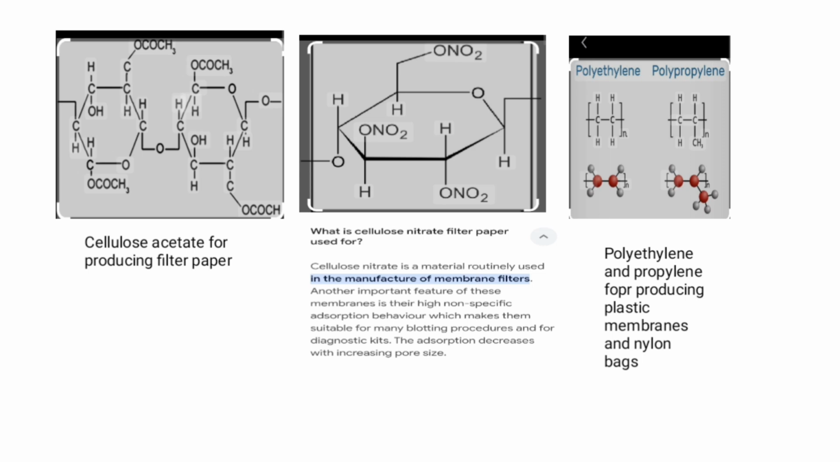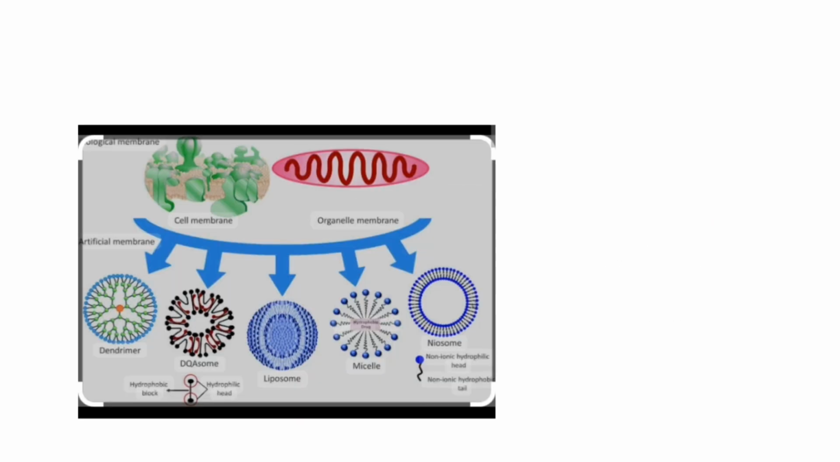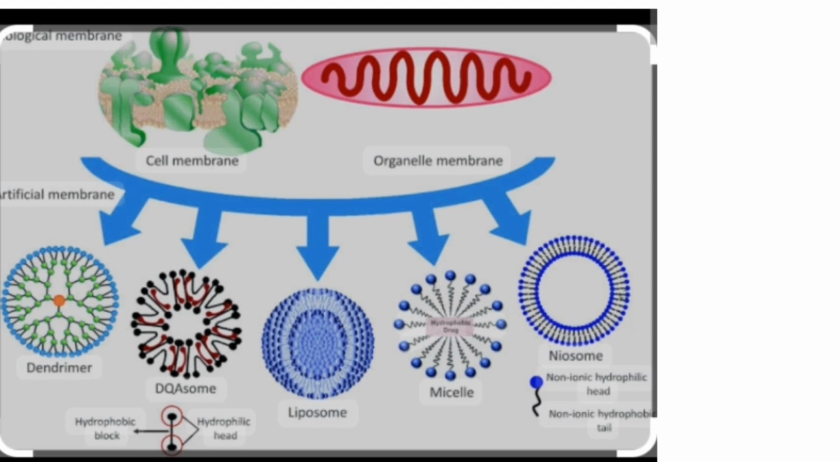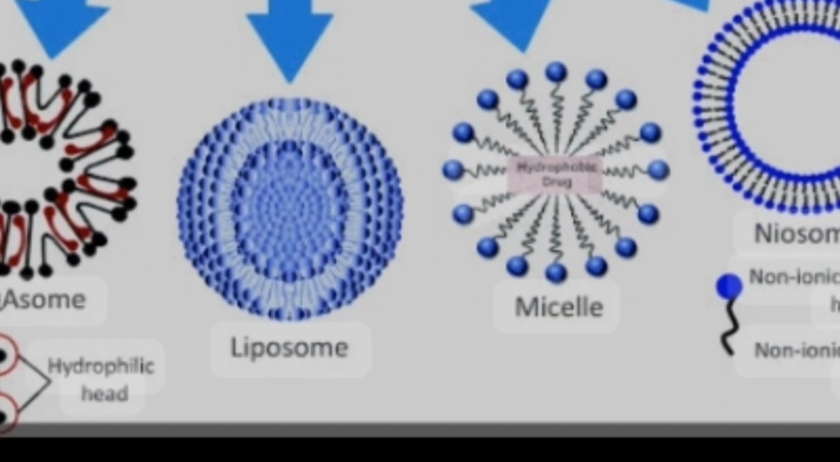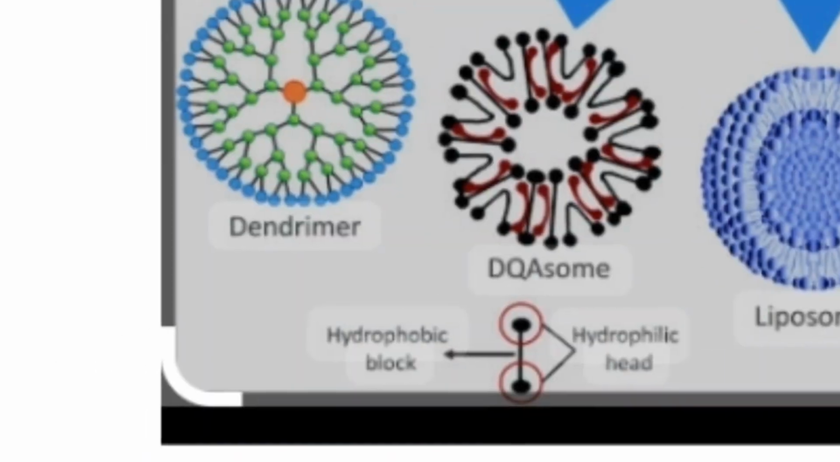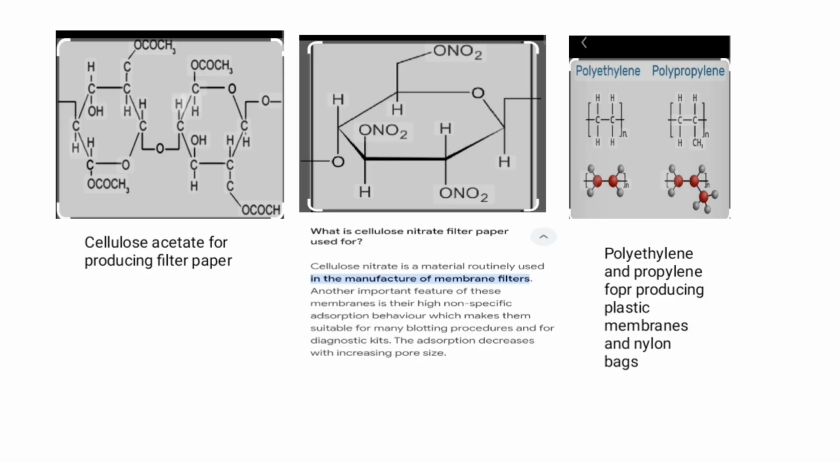So another important question that may be asked is for you to give examples of artificial membranes and their application. Examples of artificial membrane and their application. So simple and short, just tell them examples of artificial membrane: dendrimer, DQ actome, liposome, micelle, neosome. These are examples of artificial membrane. You can actually draw them. Just looking at the structure like this, you can draw them. Look at micelle, look at liposome. You can actually draw this structure to give examples of artificial membrane. You get your full mark.